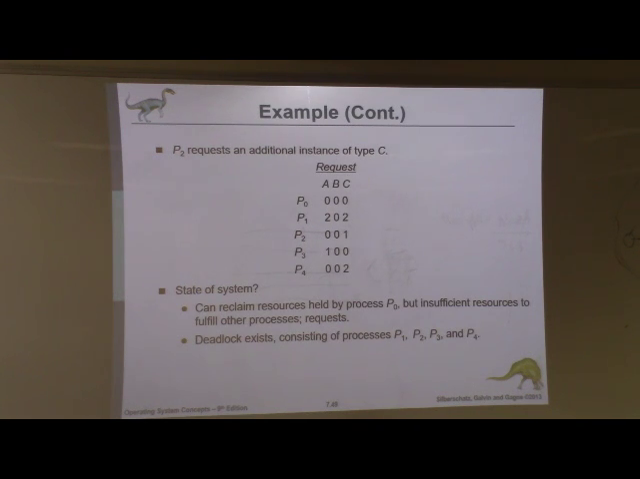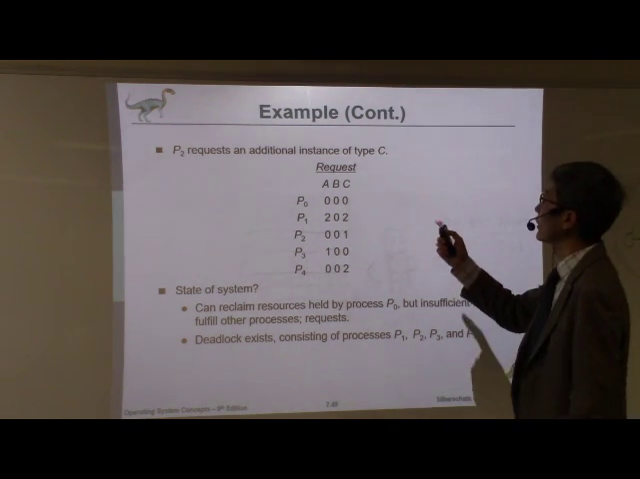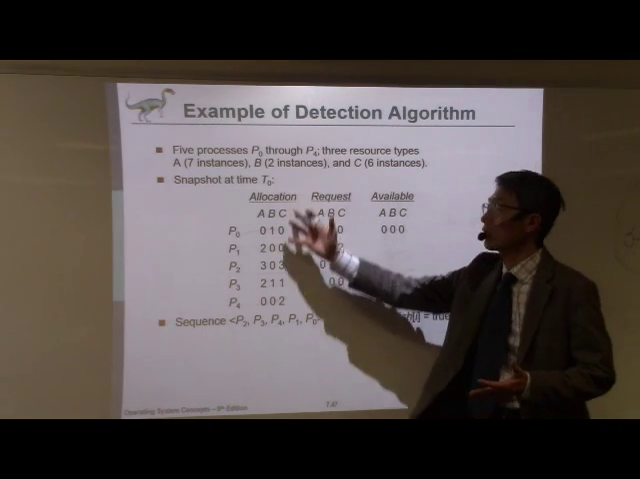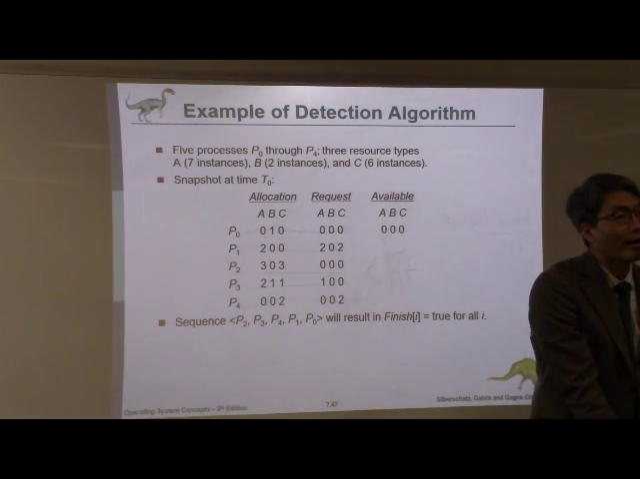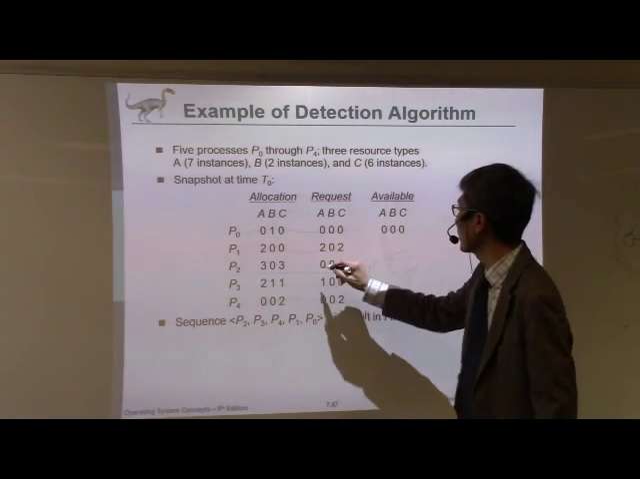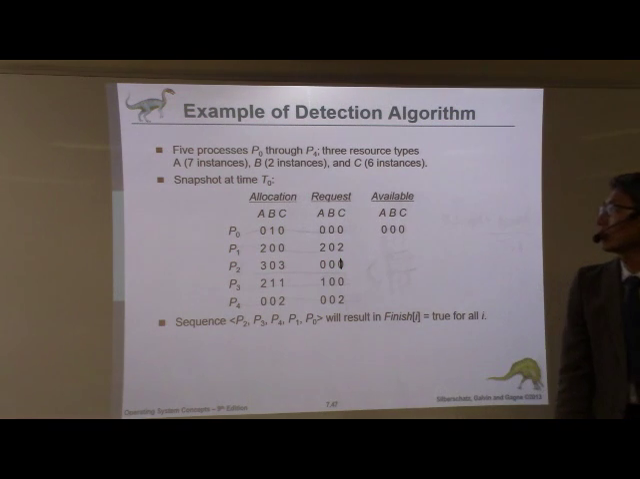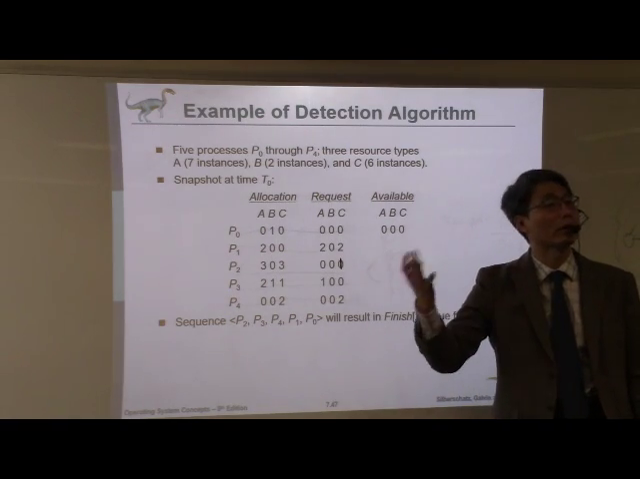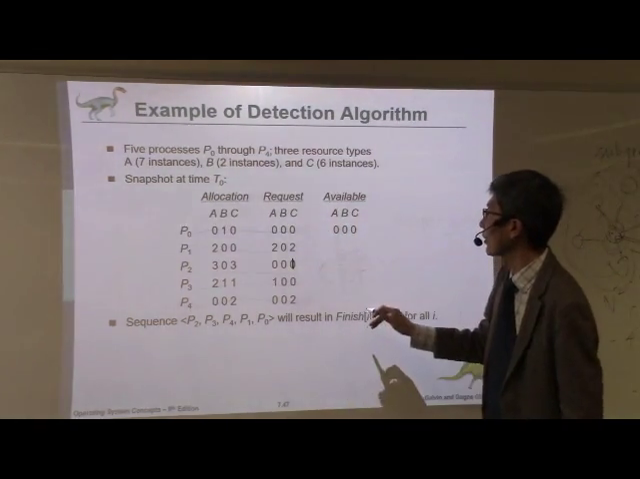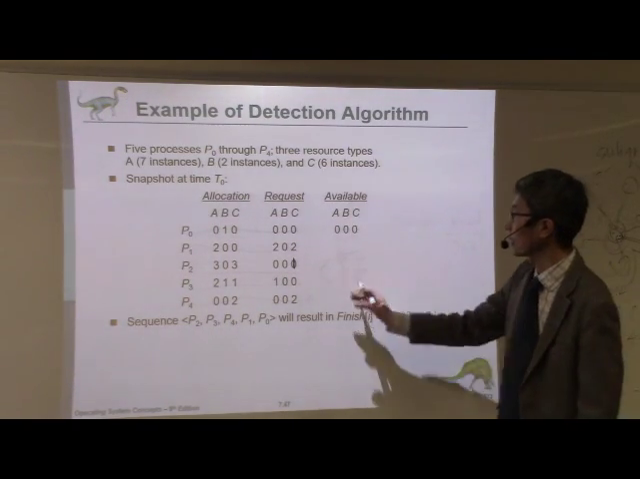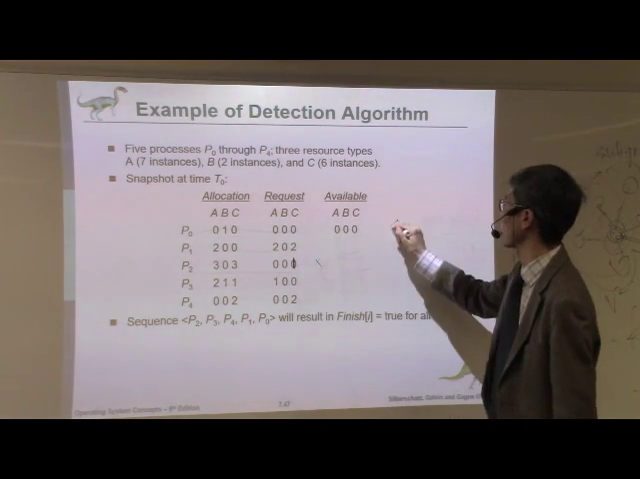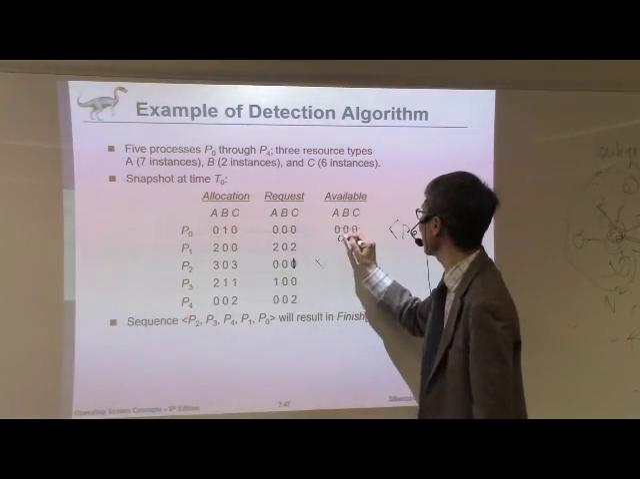However, let's say P2 requests an additional instance of type C. In the case of the detection algorithm, the operating system allows any request. So P2 requests one more, but currently there's nothing available. The request is permitted, so you can get it when it's available, but there's none available. Then check whether this is a deadlock or not. This is not possible because you need one more C, so only P0 will be possible. So with P0, this one will return 0, 1, 0.